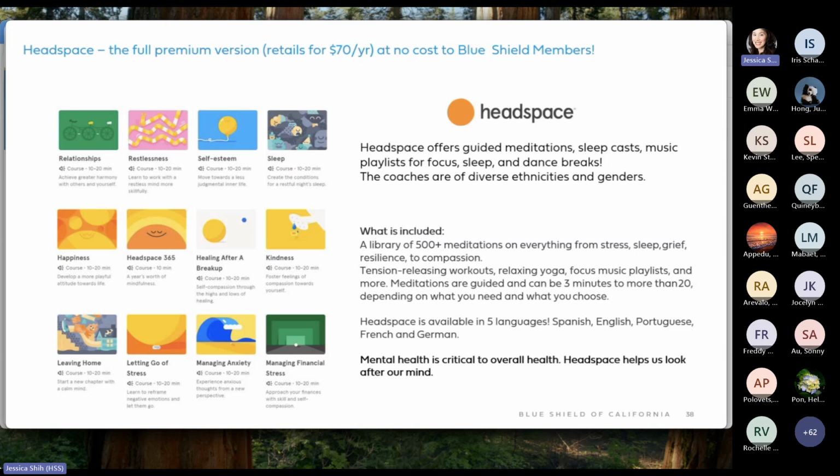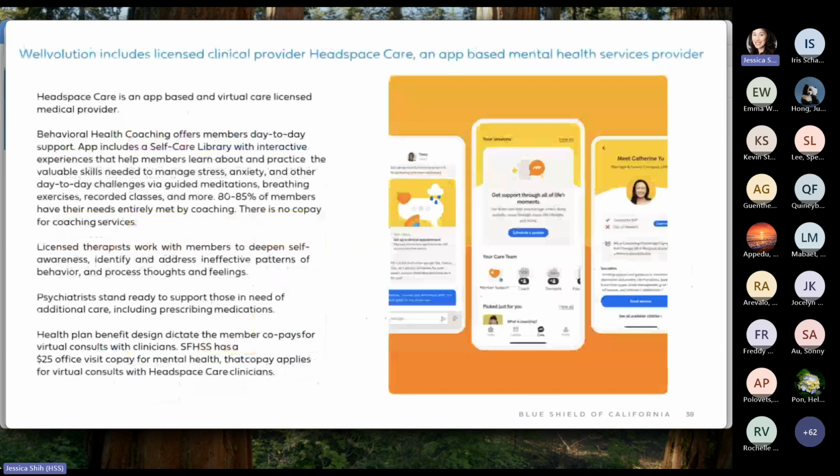Mental health is critical to your overall health. Headspace helps us look after our minds. Headspace Care is also included with Wellvolution. Headspace Care is an app-based and virtual care licensed medical provider. Behavioral health coaching offers members day-to-day support. The app includes a self-care library with interactive experiences that help members learn about and practice the valuable skills needed to manage stress, anxiety, and other day-to-day challenges via guided meditations, breathing exercises, recorded classes, and more.